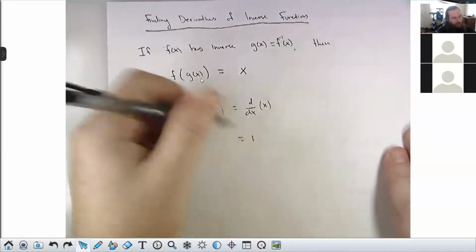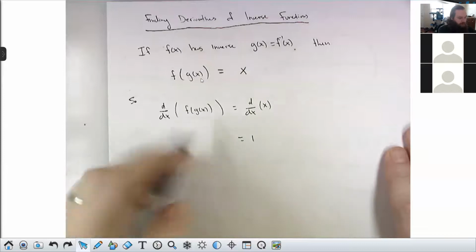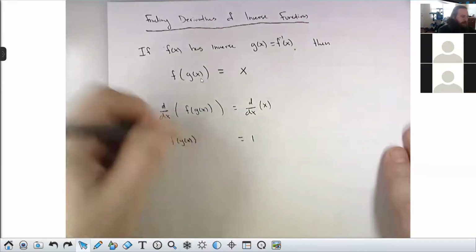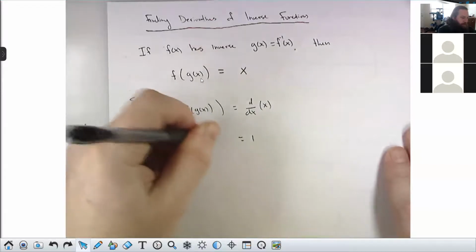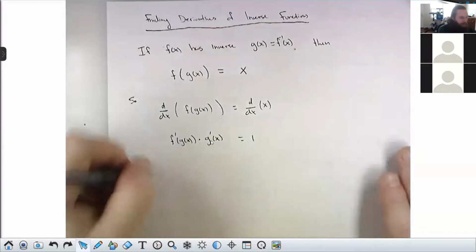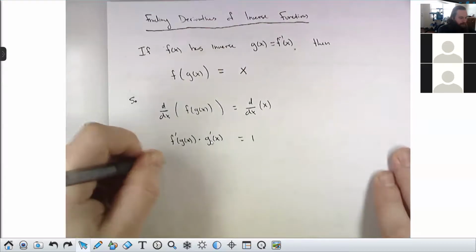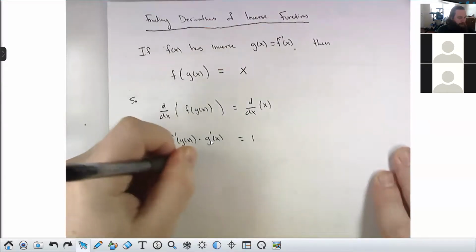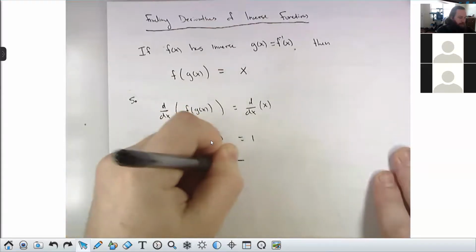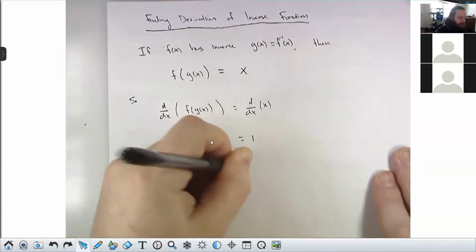again, the derivative on the right is 1. On the left-hand side here, I get f prime of g of x times g prime of x, just following the chain rule, right? Differentiate the outer, leaving the inside alone, then we multiply by the derivative of the inner, which means g prime is 1 over f prime of g of x.